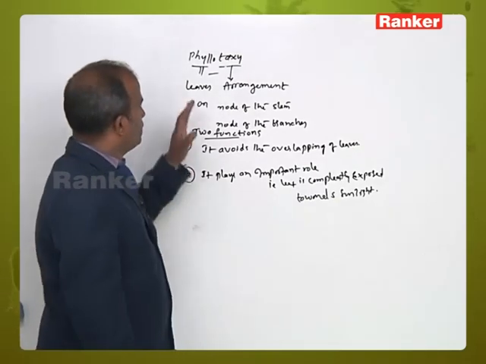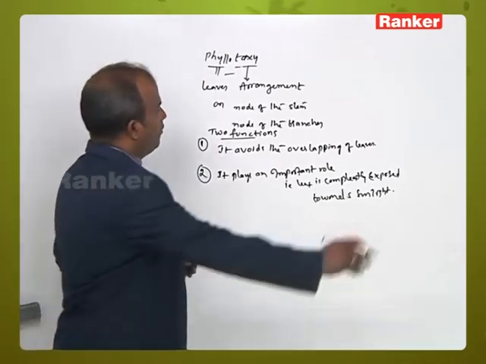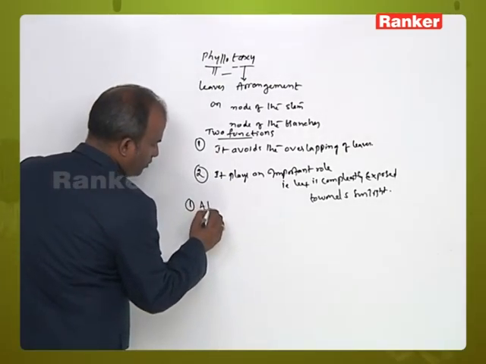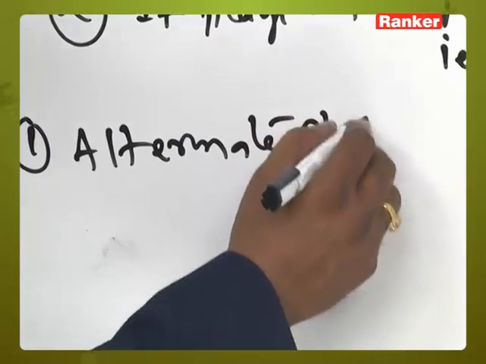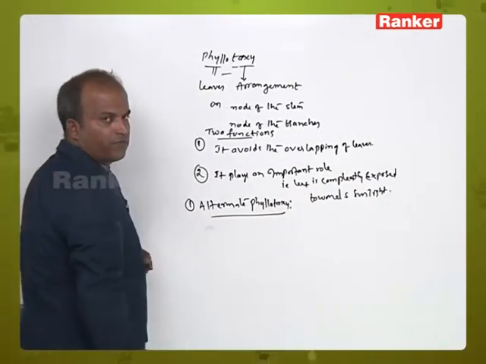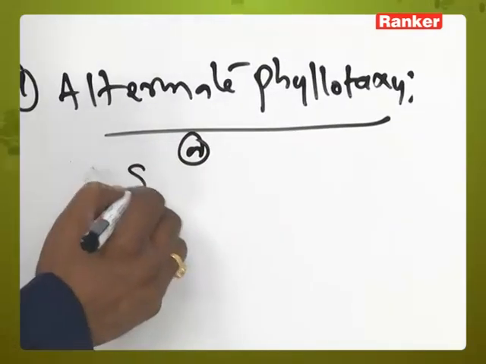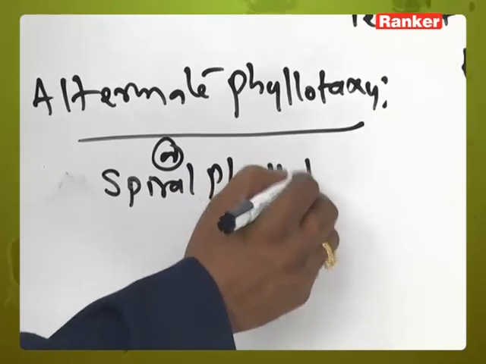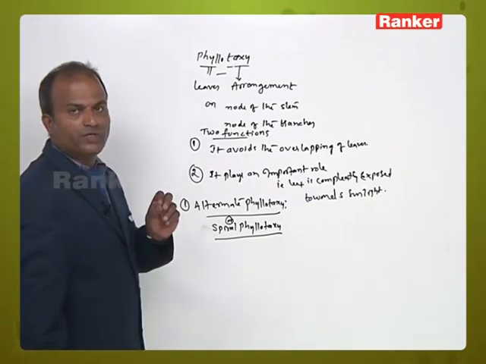Whereas this Phyllotaxy is of how many types? Three types. One type of Phyllotaxy is alternate Phyllotaxy. And this alternate Phyllotaxy is also called spiral Phyllotaxy.